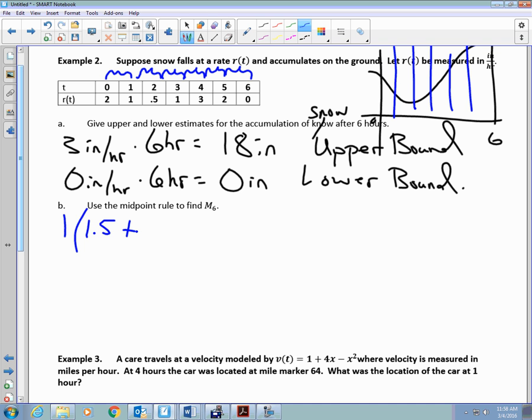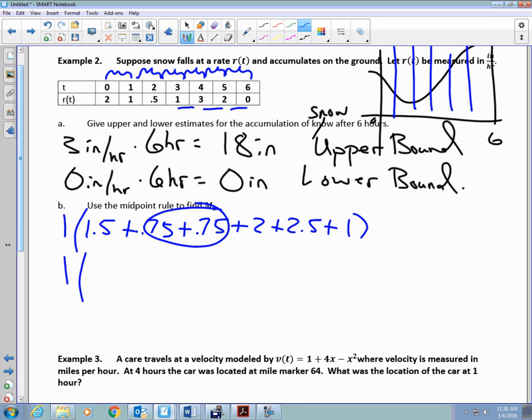Plus 0.75 plus 0.75 plus 2 plus 2.5 plus 1. How many heights should I have? 6, and I have 6 here. So 1 times 1.5, so that's also 1.5, so that'll be 3, 4, 5, 6, 8.5.